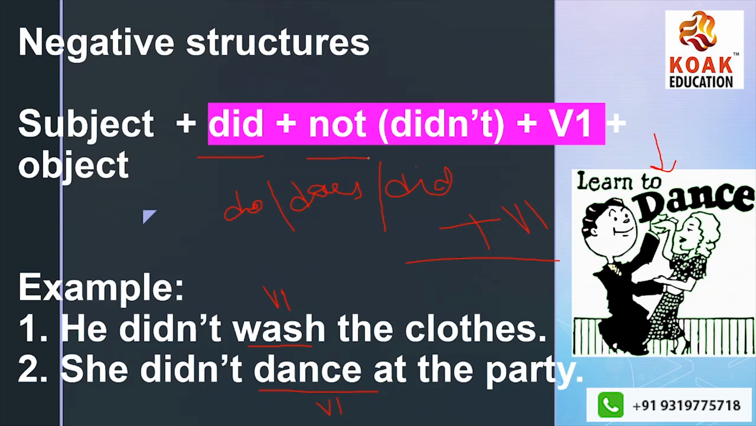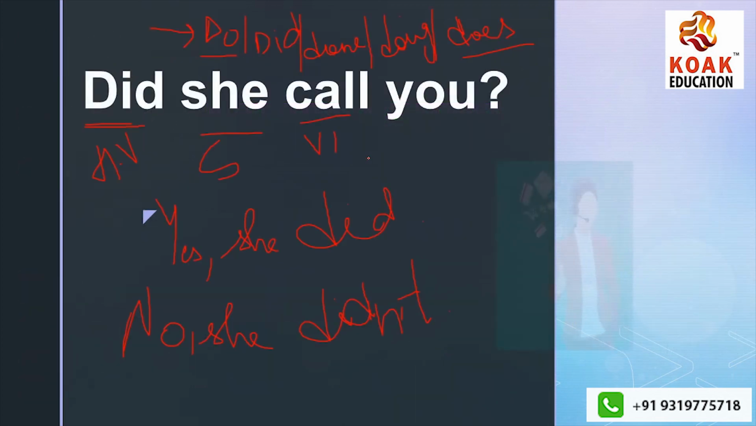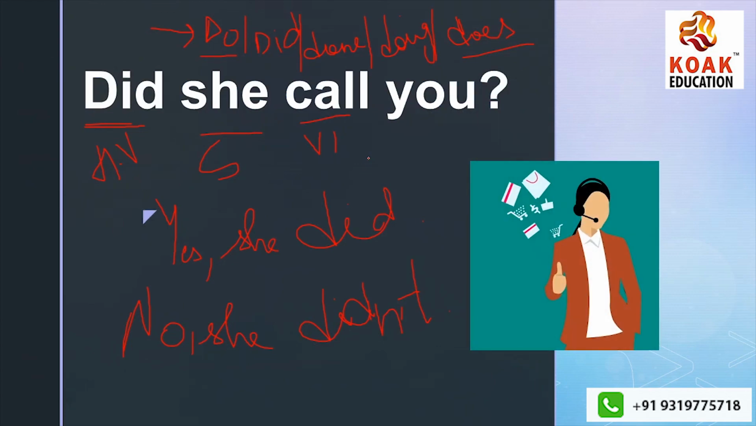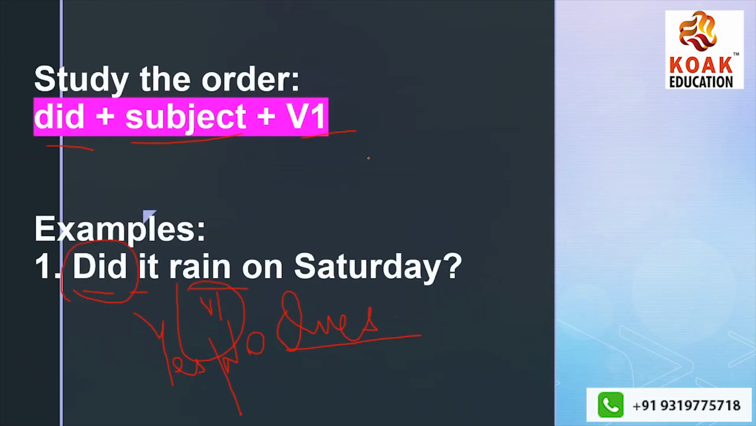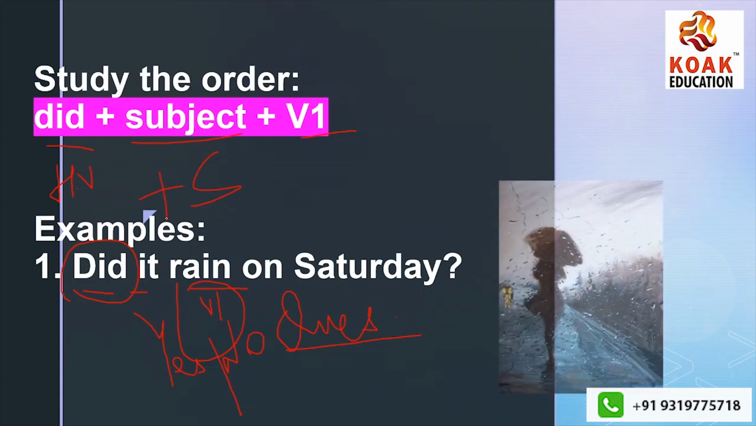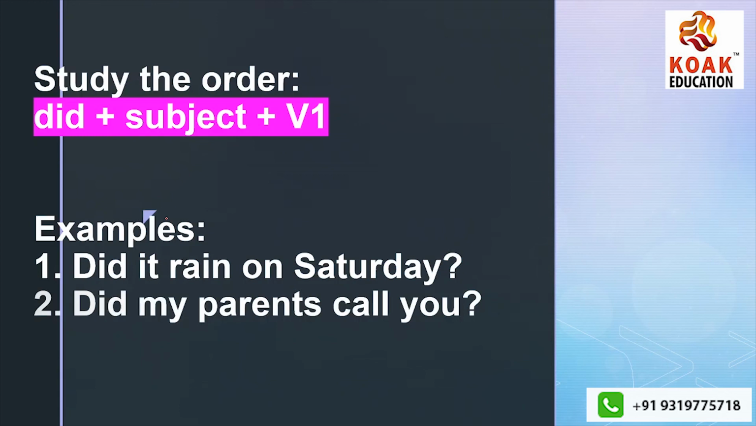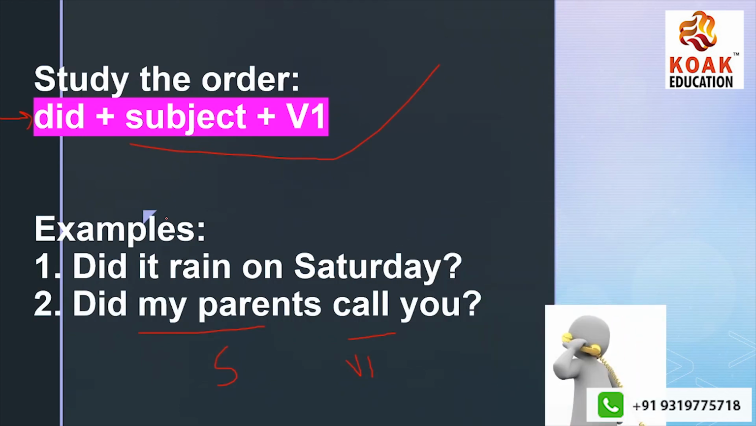So guys, for negative structures, please add not to it. And if it's a simple structure, you can just go with the verb's second form. No need to worry about adding did. And if you're asking questions, follow this pattern. That is, your helping verb will be ahead and your subject will come later on. That is the pattern that you can follow. We have these examples. We just did these examples, right? Did my parents call you?